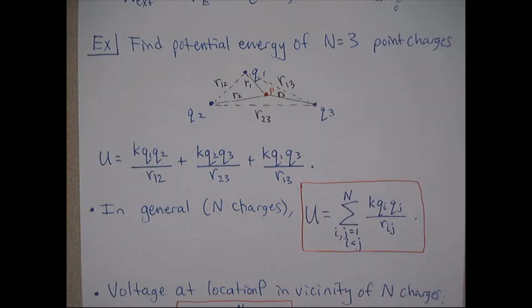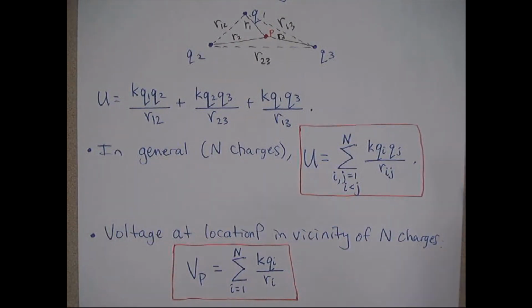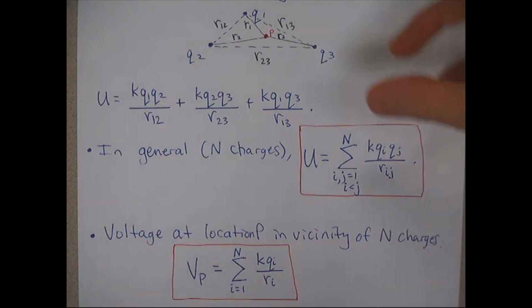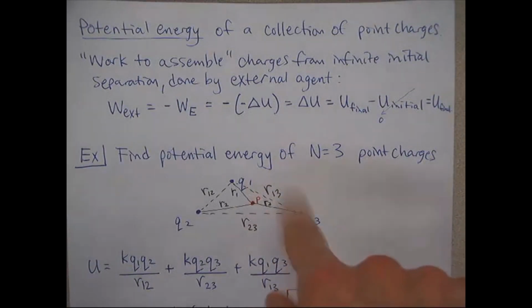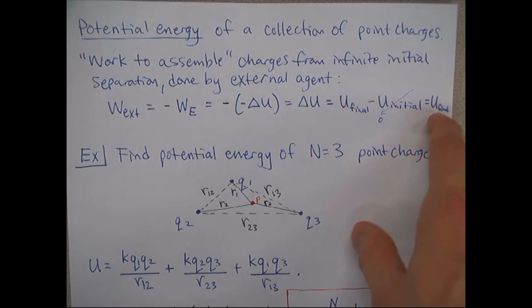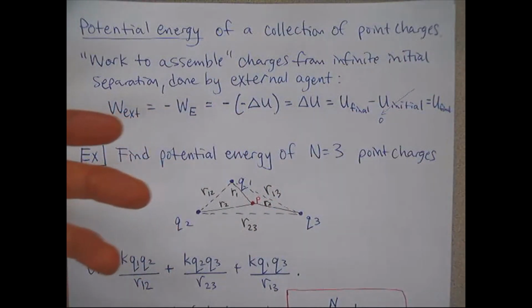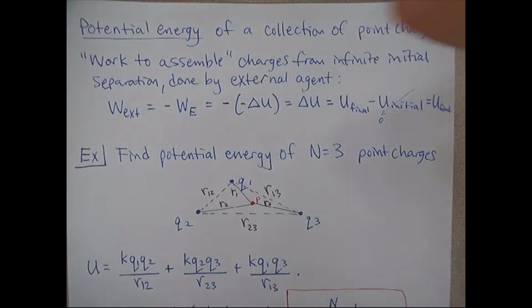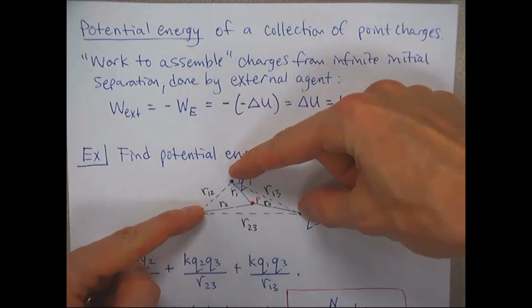Be careful to distinguish in your mind voltage at a location from the potential energy of a collection of point charges, which does not have anything to do with a specific location. It's just describing the system as a whole. And it does tell you the potential energy of that final configuration. It tells you how much work would be required by an external agent Smith to take charges Q1, Q2, and Q3 from infinitely far away from each other and bring them together into this final configuration.